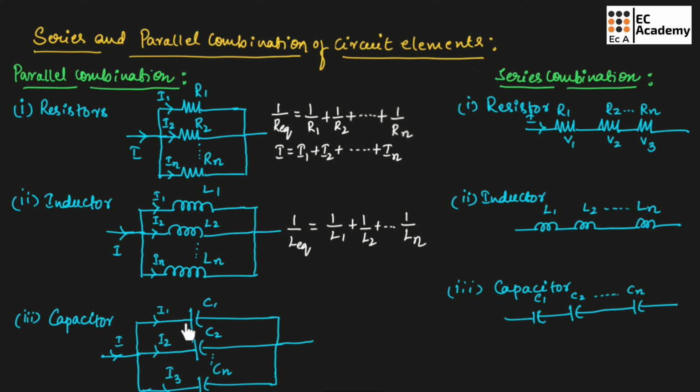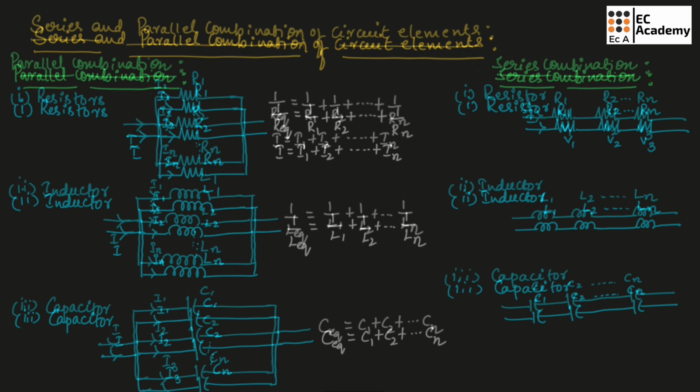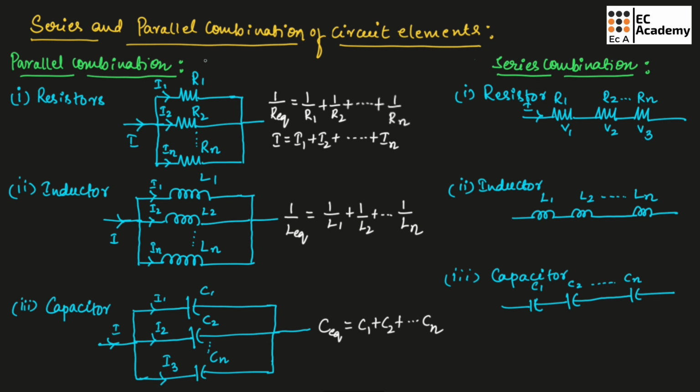If we consider capacitor that are connected in parallel as C1, C2 and so on up to Cn, we can write the equivalent capacitance as C equivalent is equal to C1 plus C2 plus and so on up to Cn. Again, in parallel combination of capacitor, current get divided and voltage will remain same. So, in parallel combination, we can say the current get divided and the voltage remains same.